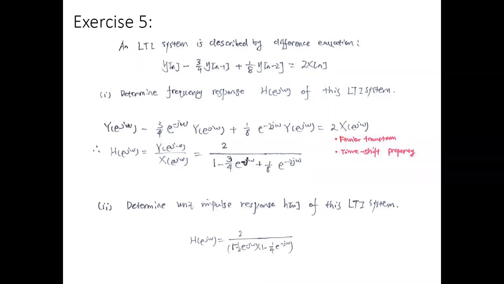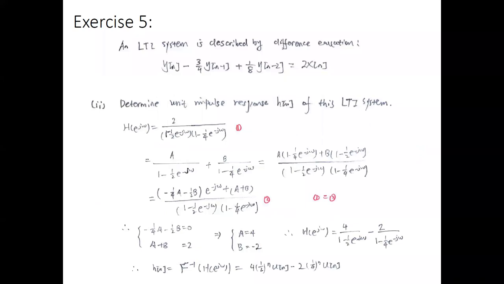Yes, as someone correctly pointed out, the number of the terms actually depends on the order of the difference equation. So in this case, we have a second order polynomial on the denominator. So we split it as two terms, right? One term with coefficient A, one term with coefficient B.